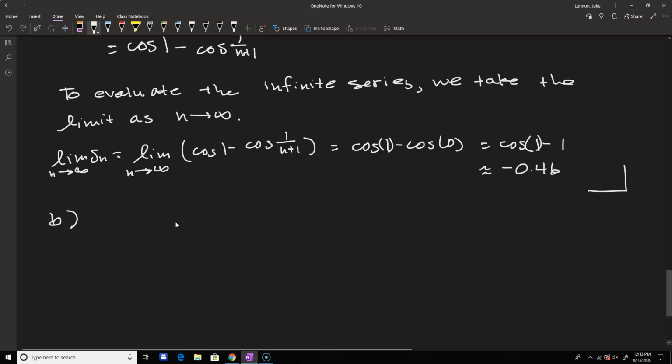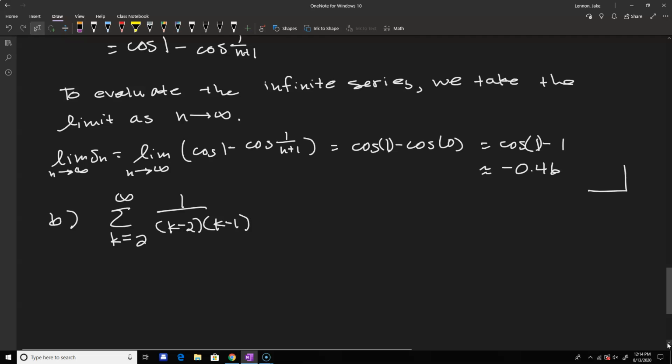Okay, so let's evaluate one more. So let's look at the series from k equals 2 to infinity of 1 over k minus 2 times k minus 1.